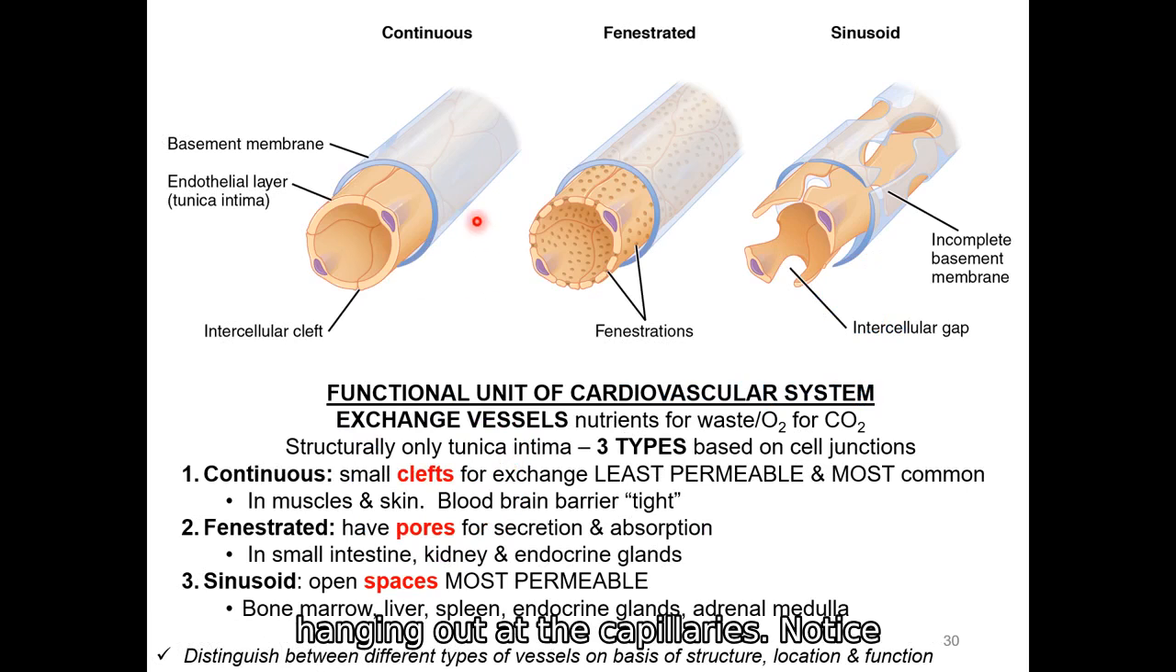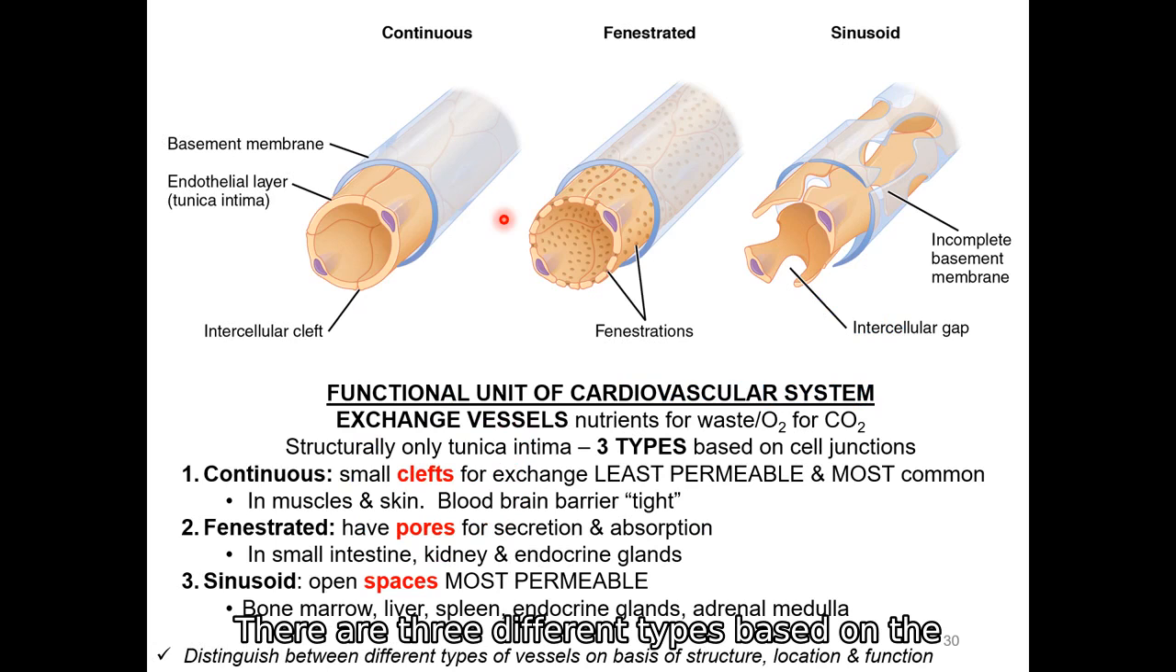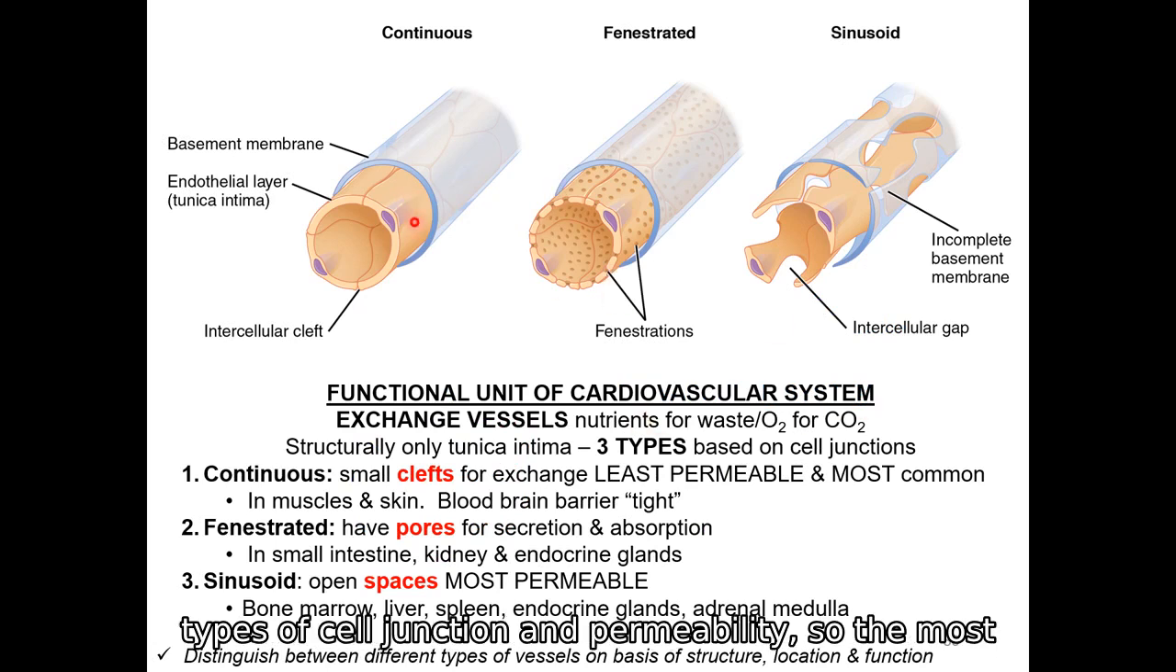So we're hanging out at the capillaries. Notice they're very thin-walled. They are 1 cell thick, so it is only tunica intima in a capillary. There are 3 different types based on the types of cell junction and permeability.